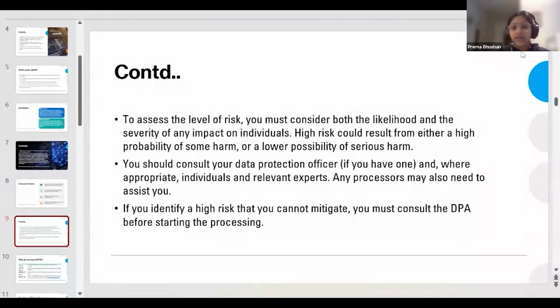To assess the level of risk, you must consider both likelihood and the severity of any impact on individuals. So when you come, will it be risky or not? You have to consider how severe the impact will be. Right? You have to see how likely it is first that the risk happens, that the breach can take place. How good are your organizational and technical measures? How good are the measures when you're transferring data from one place to another? Then you see, if this data goes out, how severely it can impact an individual.